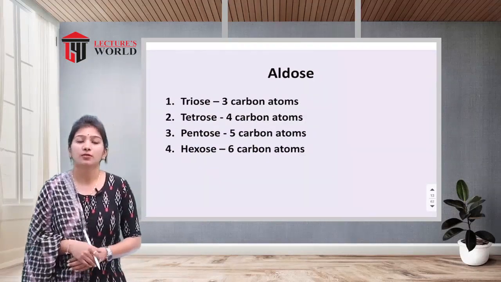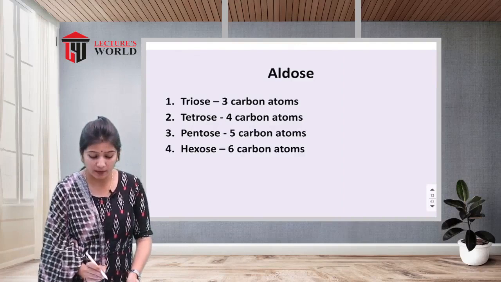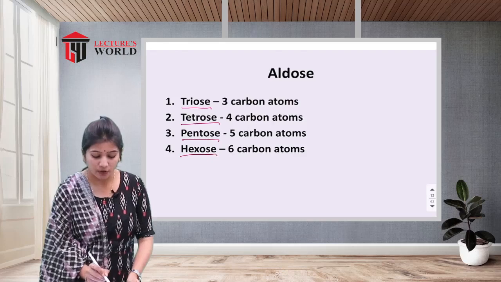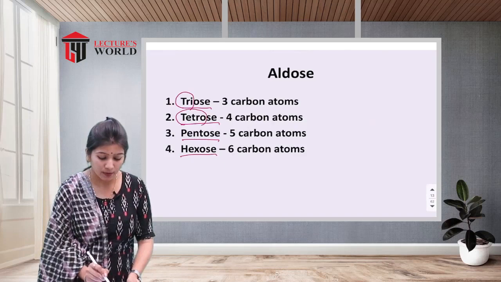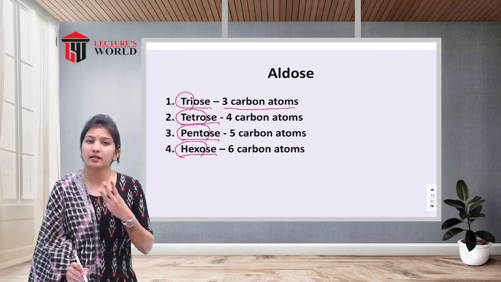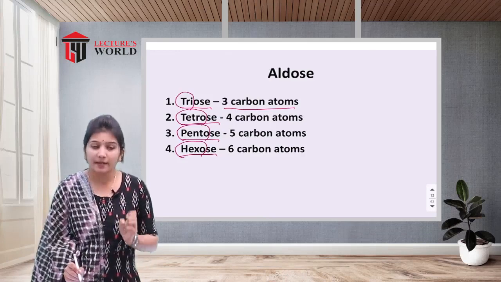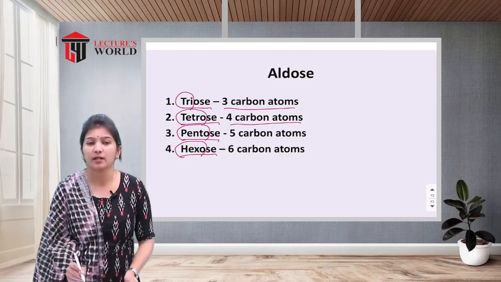Next is aldose, which is a type of monosaccharide. Aldoses have four types: triose, tetrose, pentose and hexose. You can familiarize yourself with these words: tri, tetra, penta and hexa. Tri means 3, so triose contains 3 carbon atoms. Tetra means 4, so tetrose contains 4 carbon atoms.